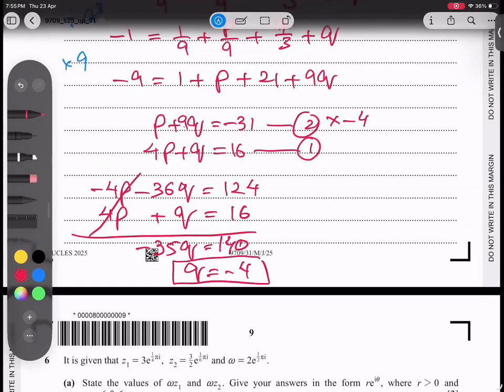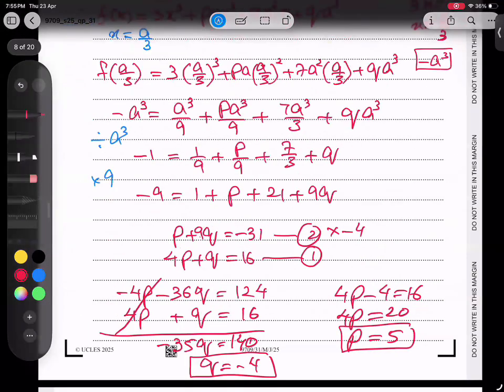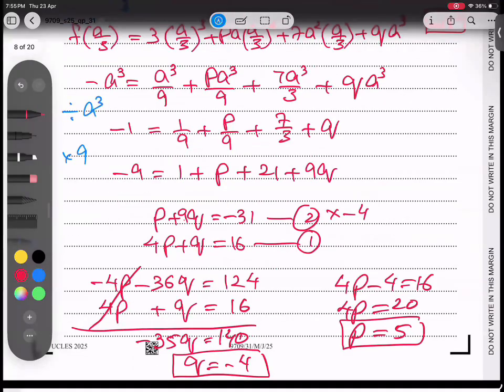This negative 4, I can plug in any equation, I plug it in here. So 4p negative q, negative 4, equal to 16, 20, 5. So Alhamdulillahi Rabbil Alameen, I hope the concept of the question is completely clear.